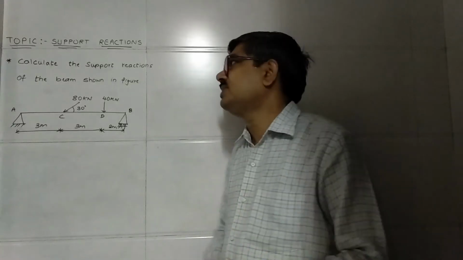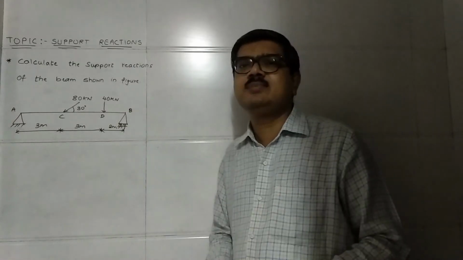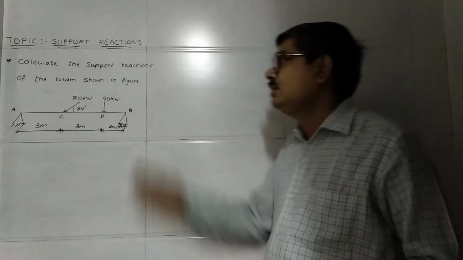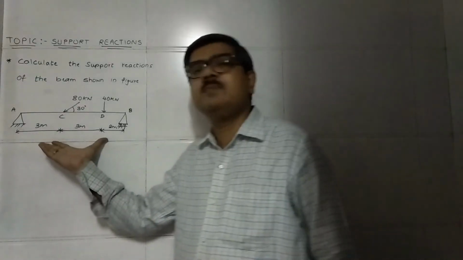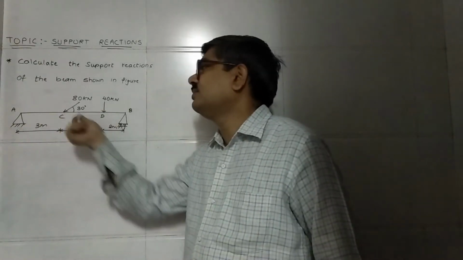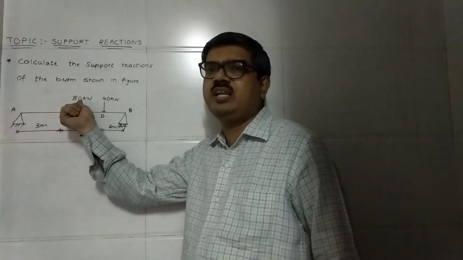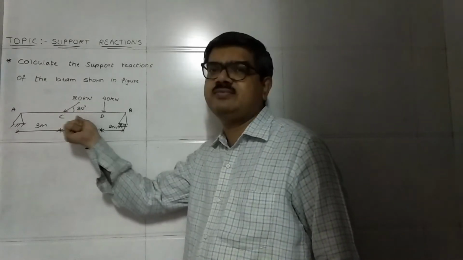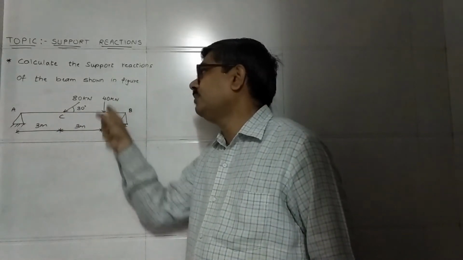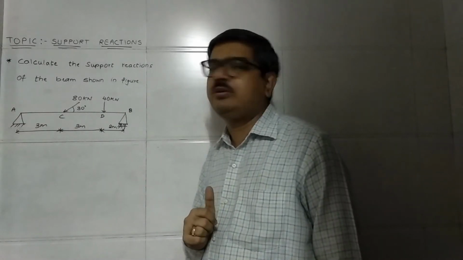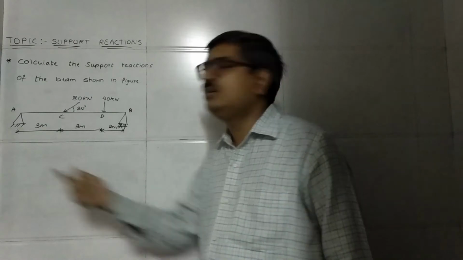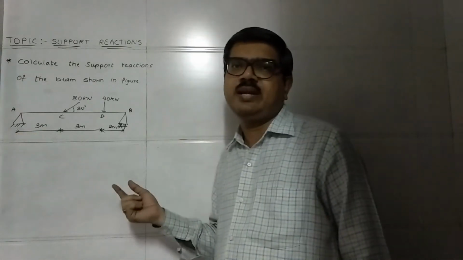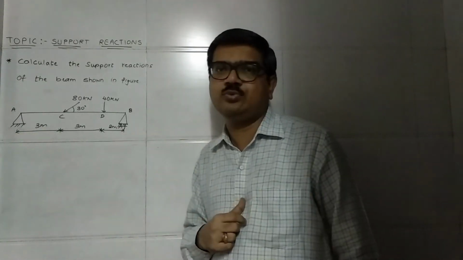Hello students, this is another video on the same topic, that is support reaction. So the question is there on the board. See the beam here, again a simply supported beam is there with two loads. One is an inclined point load of 80 kilonewton at an angle of 30 degrees with the beam, and another point load of 40 kilonewtons at point D. Now if you can see the supports, the support at A is a hinge support and at B is a roller support.